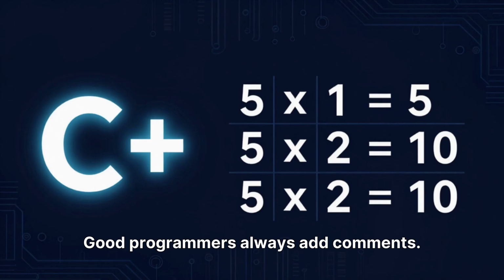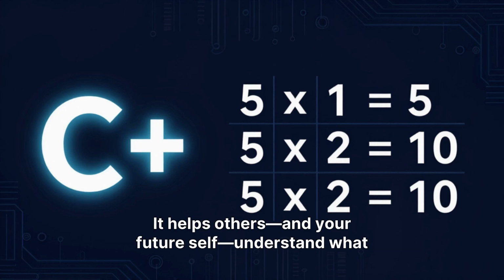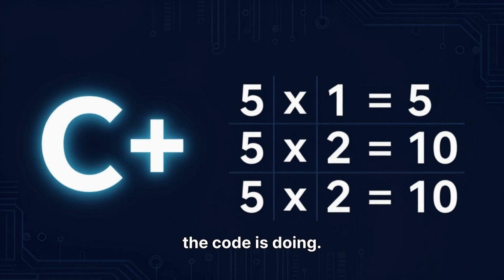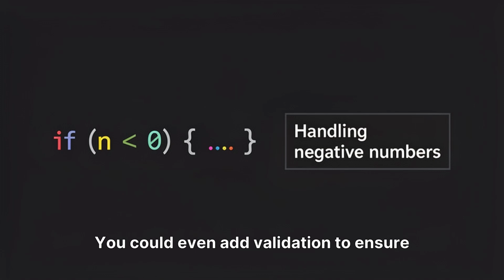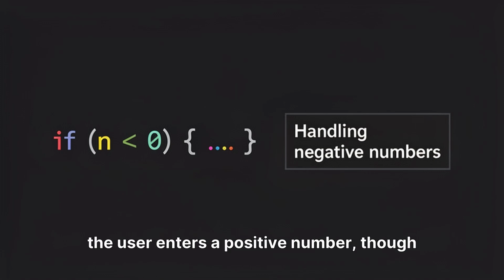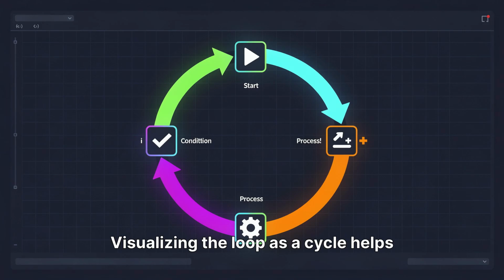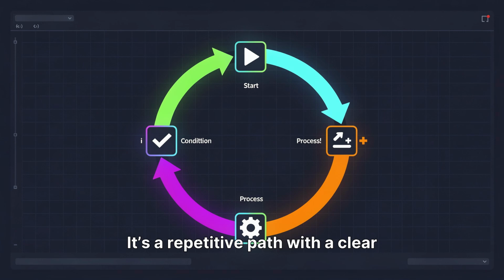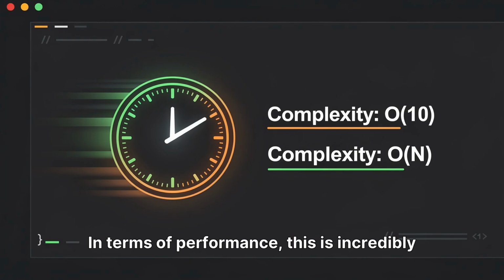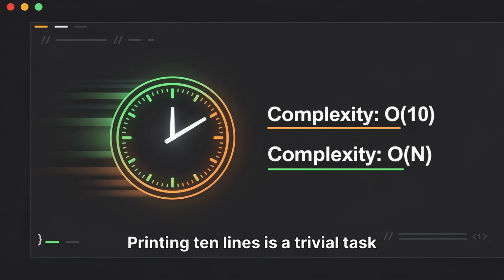Good programmers always add comments. It helps others and your future self understand what the code is doing. You could even add validation to ensure the user enters a positive number, though the math works for negatives too. Visualizing the loop as a cycle helps you understand how C++ thinks. It's a repetitive path with a clear exit condition. In terms of performance, this is incredibly fast. Printing 10 lines is a trivial task for modern processors.